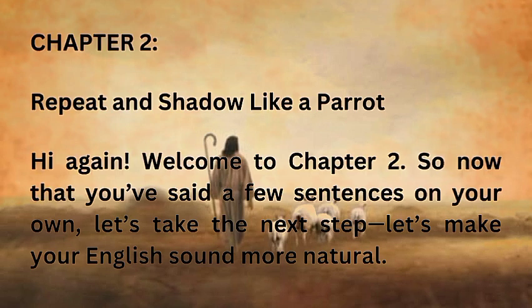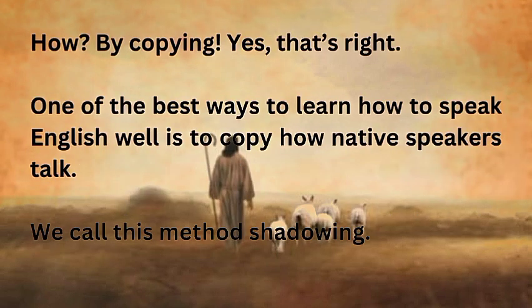Hi again. Welcome to Chapter 2. So now that you've said a few sentences on your own, let's take the next step. Let's make your English sound more natural. How? By copying. Yes, that's right. One of the best ways to learn how to speak English well is to copy how native speakers talk. We call this method shadowing.